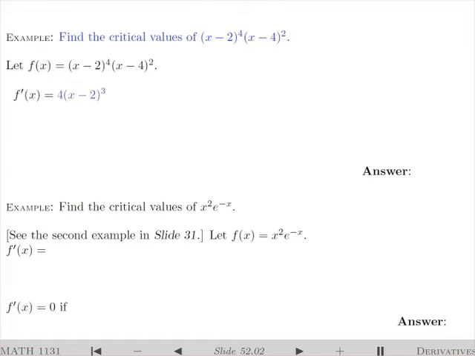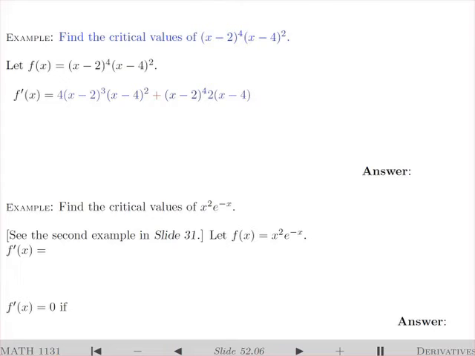First differentiate for the exponent 4, which gives me 4 times (x − 2)^3 times the derivative of what is inside the parenthesis. That is to say, the derivative of x − 2, that's 1. So it really doesn't make that much difference. Times the second factor (x − 4)^2, plus (x − 2)^4 times the derivative of (x − 4)^2. So first differentiate for the exponent 2. This gives me 2 times (x − 4) times the derivative of x − 4, which is just 1 again.